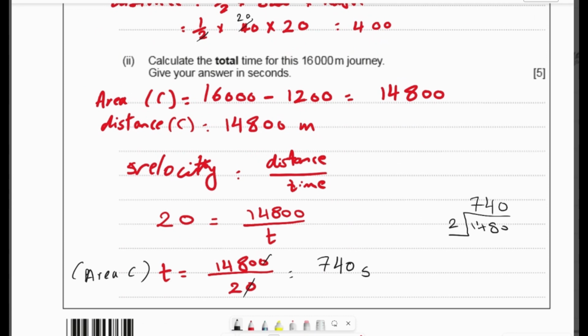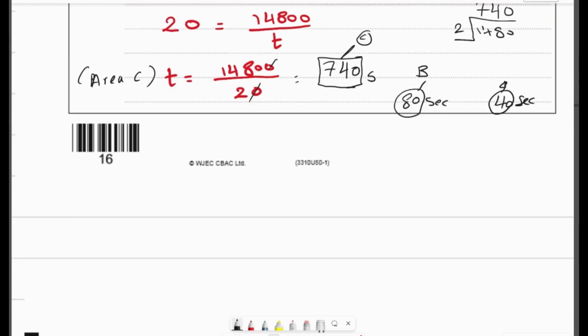So total time now, we have this one, 740 for part C. We have 80 seconds, which is given for part B, and we have 40 seconds for part A. So what you should do now is add all of this together. I say total time equals 740 plus 80 plus 40.